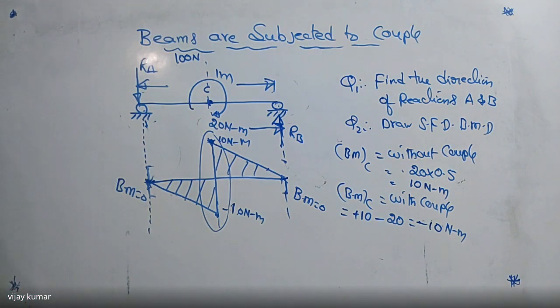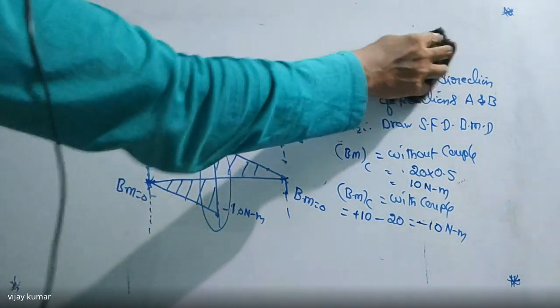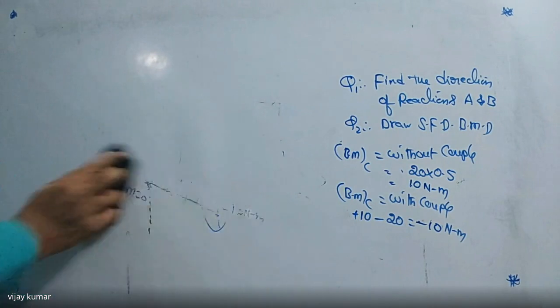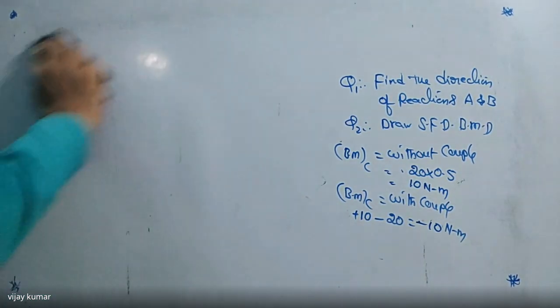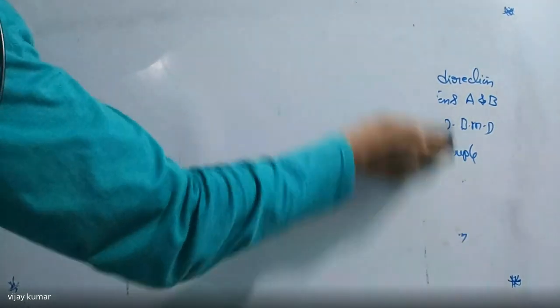So in this way, we are going to draw the shear force and bending moment diagram for a simply supported beam which is subject to a couple. These are the types of questions they will ask in the GATE examination, that is, beams subjected to a couple, and how to draw the shear force and bending moment diagrams. Is that clear for you? Okay, so this is about cantilever beams and simply supported beams.